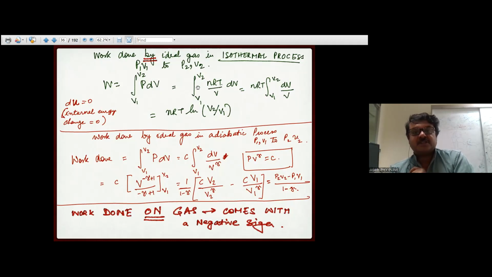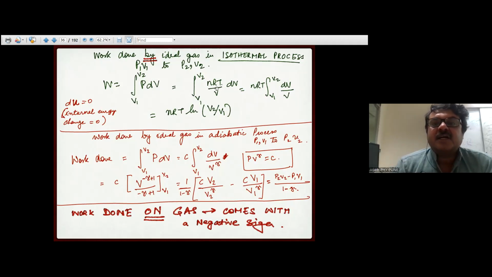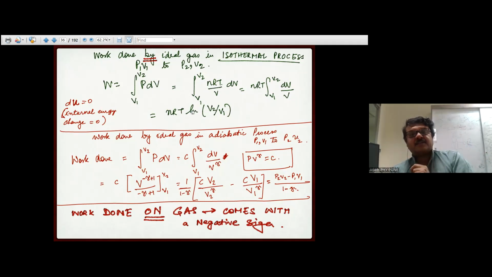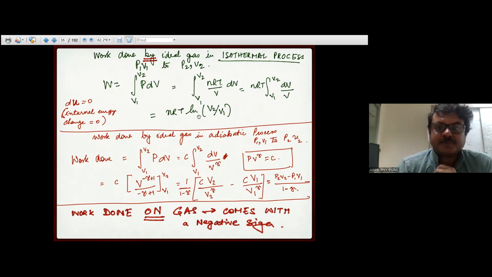But here it also assumes it has to be quasi-static, because you're using that volume is defined at each point. So you have replaced P by nRT by V, but doing it in such a manner, temperature is constant. So you're going to take this out and integrate dV by V. So you'll get the work done equal to nRT ln V2 by V1. And since there's no temperature change, we know that the internal energy will be unchanged if this is an ideal gas.